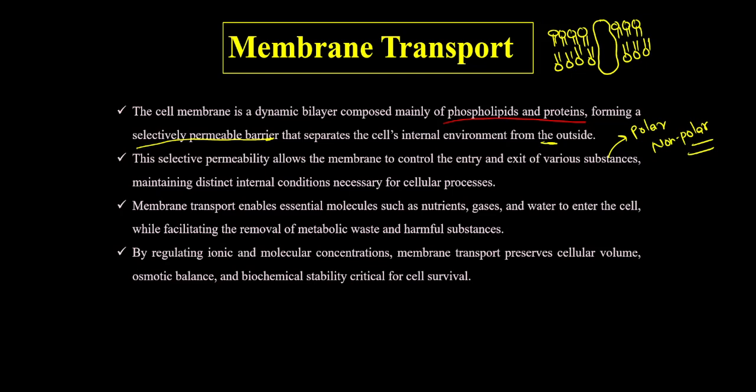Okay, then the membrane transport is essential to transport essential molecules such as nutrients, gases, and water inside the cell to facilitate various cellular processes. By regulating ionic and molecular concentrations, membrane transport preserves the cellular volume, osmotic balance, and biochemical stability, which is critical for cell survival.